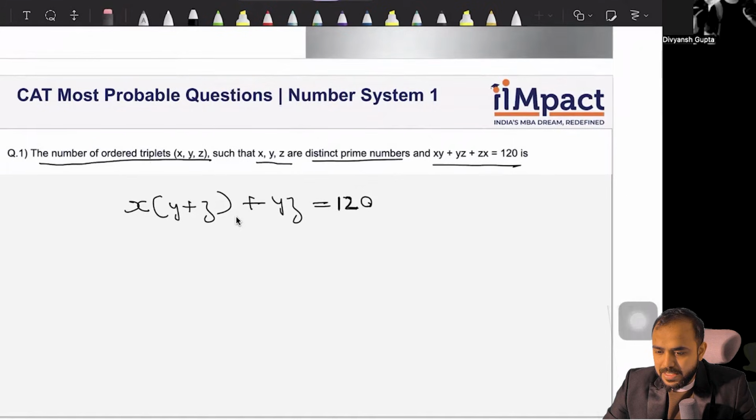Now, because x, y, z are distinct prime numbers, it is abundantly clear that all three of these cannot be odd, because you will have odd into odd plus odd, that is even, plus odd into odd, that is odd, which will give you even plus odd, that is an odd number, which will never be 120. So one of these will have to be equal to 2.